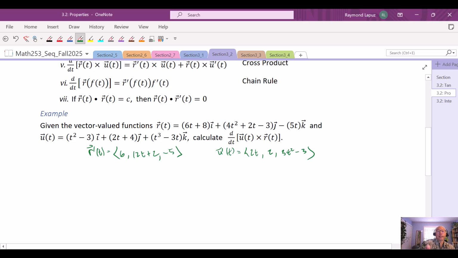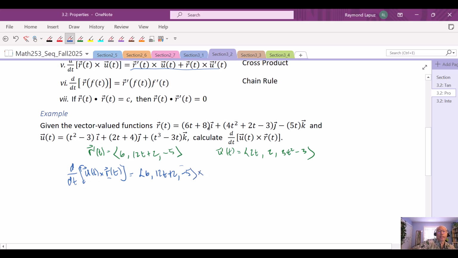Alright, so those are derivatives, and let's just say the derivative now, d/dt of u, the vector u of t, cross r of t is going to be, according to this formula, the derivative of the first. Now my u and r are switched, so u is going to be the first function. So it's the derivative of the first, so that's ⟨6, 12t + 2, -5⟩ cross the second function.